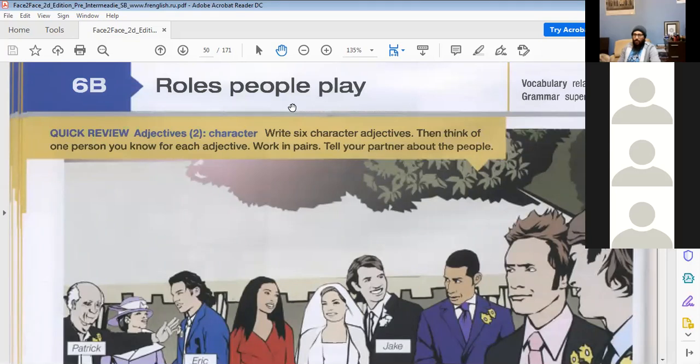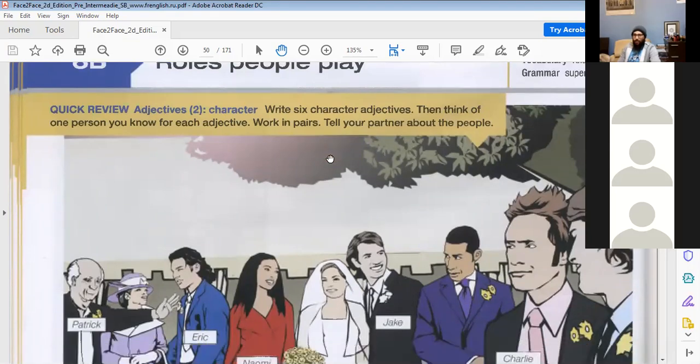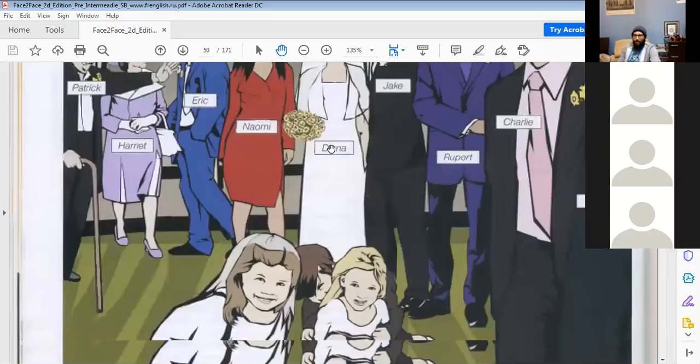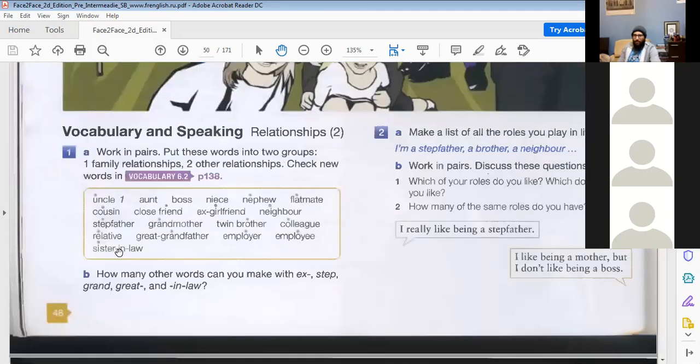So today we want to focus more on family roles. Family roles, this is what we want to talk about. Okay, so let's start with the first box here.